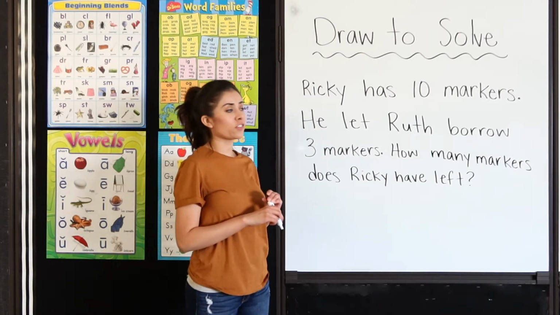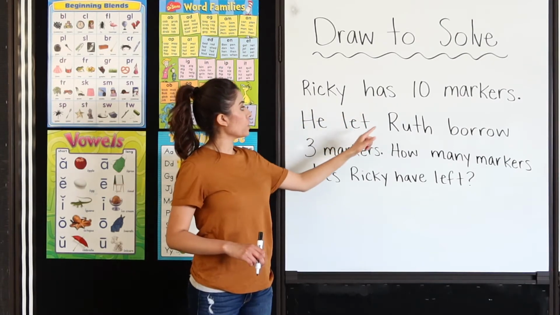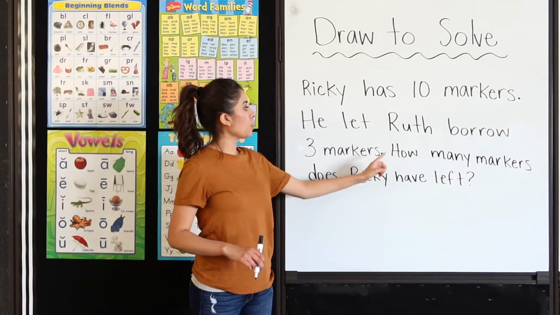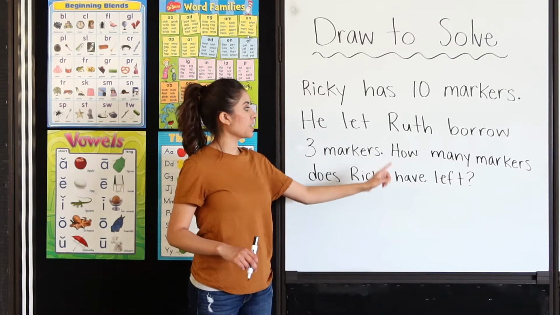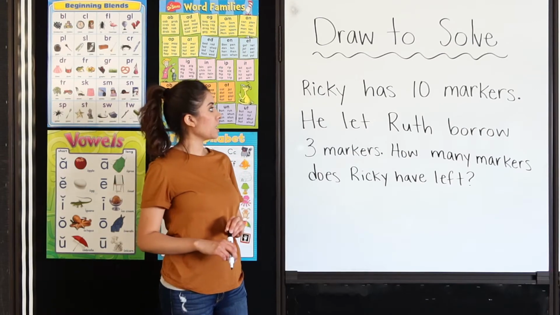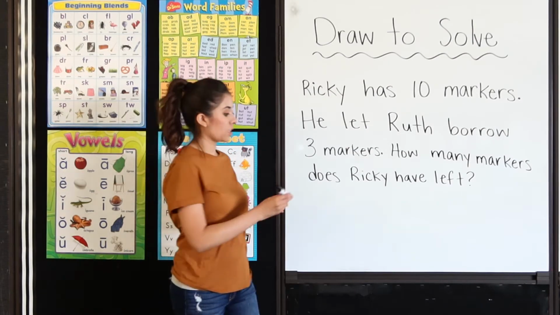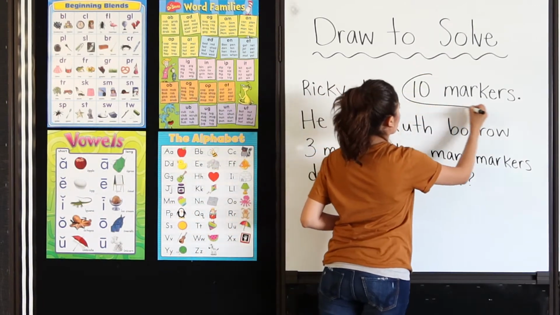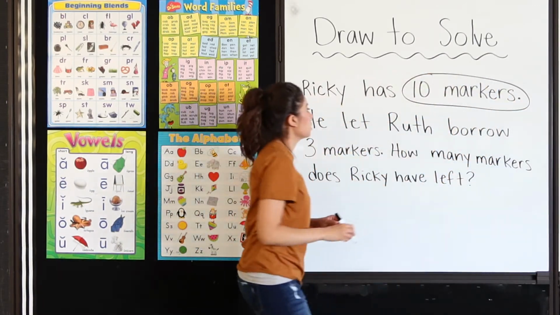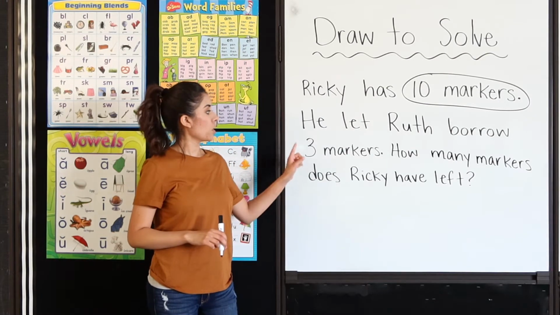Let's go ahead and start reading. Ricky has 10 markers. He let Ruth borrow 3 markers. How many markers does Ricky have left? Step 2, let's circle what we know. I know that Ricky has how many markers? 10. Very good. He let Ruth borrow how many markers? 3.